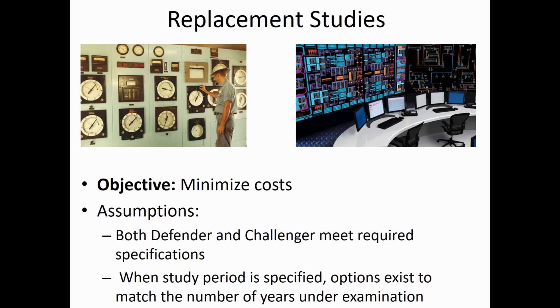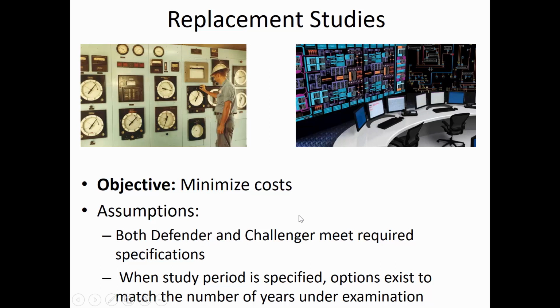And so if you want to minimize your costs, you're going to be comparing some existing thing that you own to a new alternative. The existing thing you own, we're calling the Defender. This new alternative that could replace it is the Challenger.